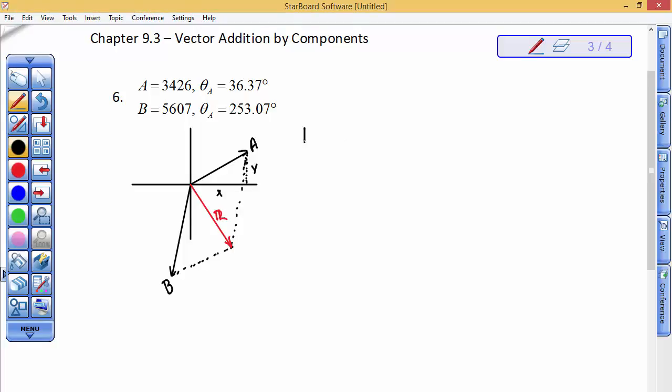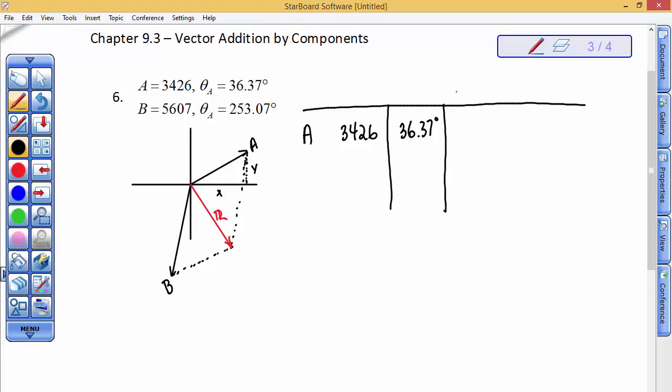Vector A's magnitude is 3,426 units in length, and its angle is at 36.37 degrees. So for its x component, I'm going to take 3426 times the cosine of 36.37 degrees. Once we get that number, I'm going to erase this and put that value in place. It looks to me like that's 2,758. Now remember, that's this piece right here. It's the x component of vector A.